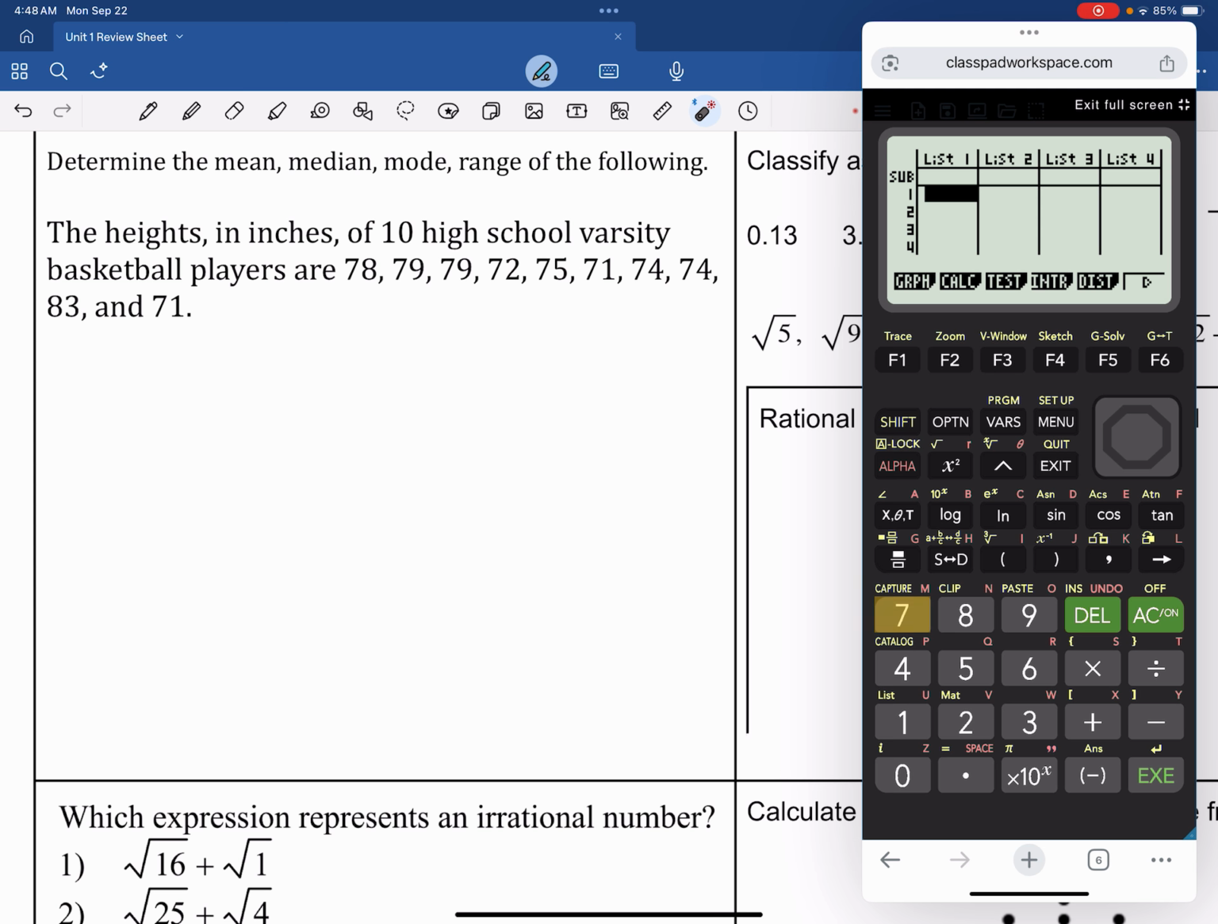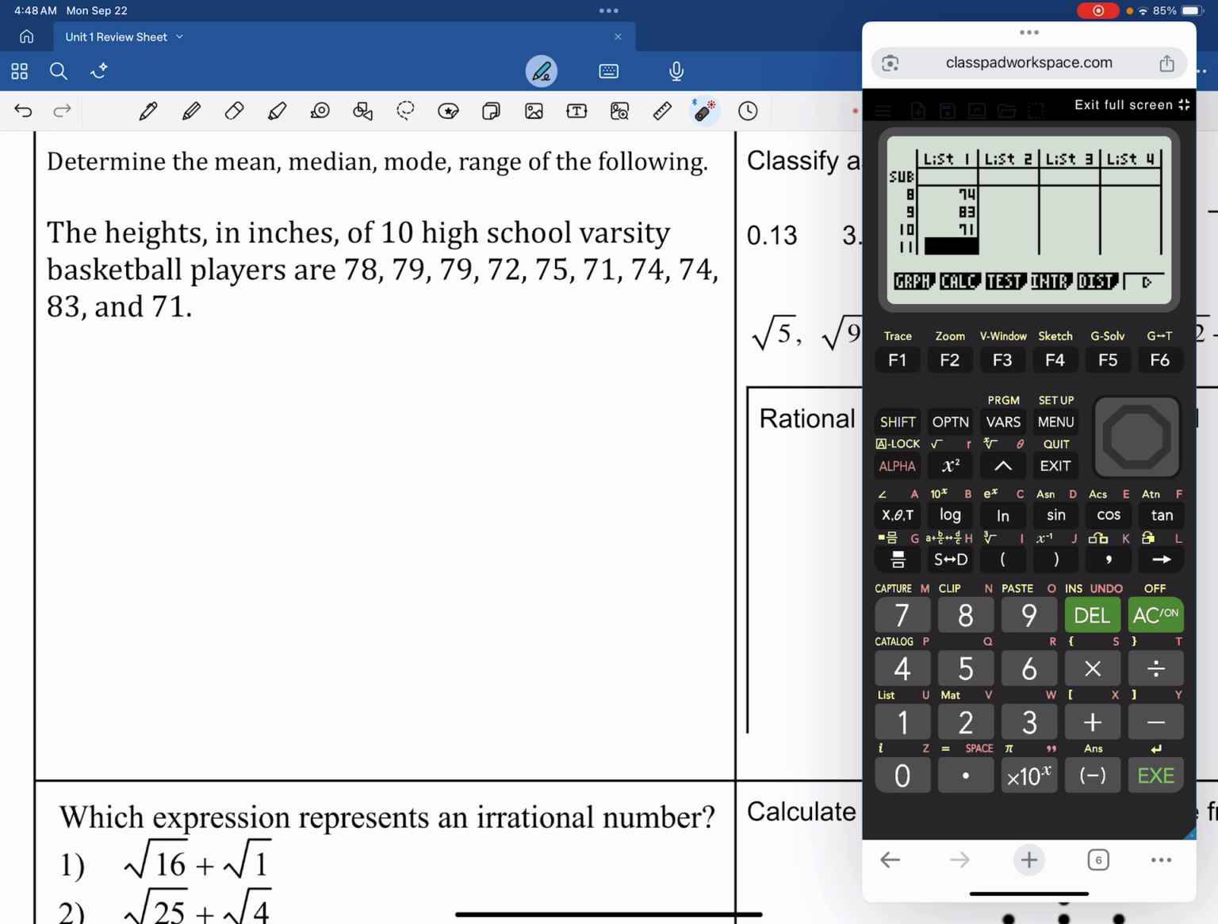So we have 78, 79, 79, 72, 75, 71, 74, another 74, 83, and 71.